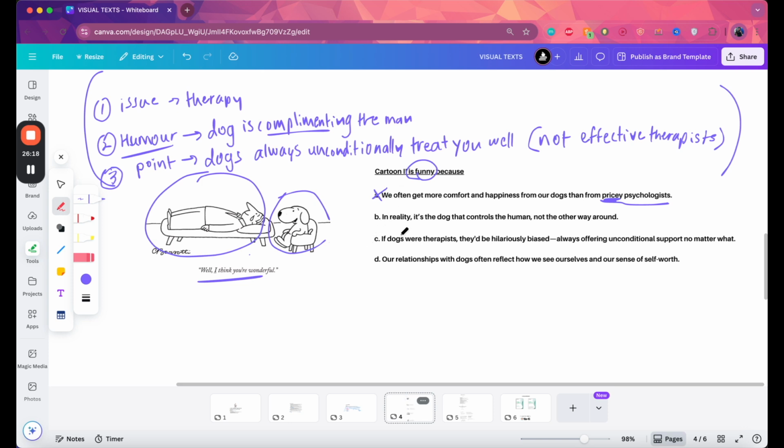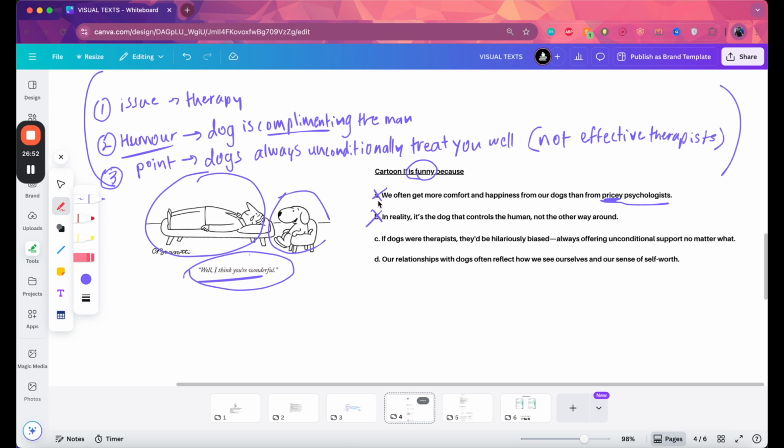For B, in reality, it's a dog that controls the human, not the other way around. That just doesn't really sound plausible. There's nothing about the dog controlling the human here. The dog's complimenting the human, saying, "Well, I think you're wonderful." So I don't think that's correct. I think that might also be a question trying to bring in your bias, maybe about your thoughts on receiving compliments, whether you might think it's a form of manipulation or something. But that's just me being a bit extreme with my inferences. Anyways, those two are definitely wrong.